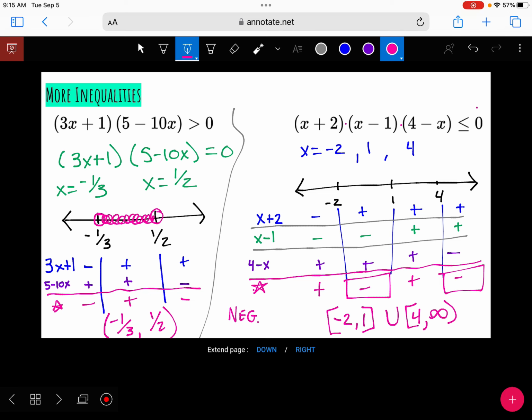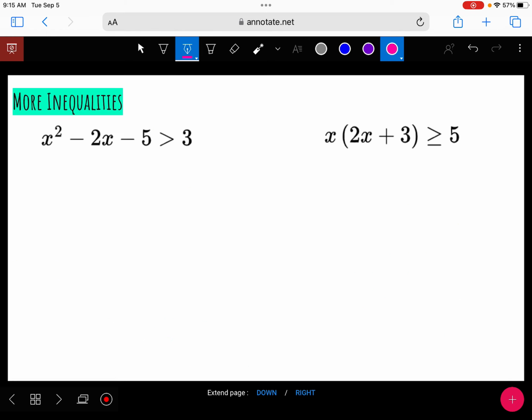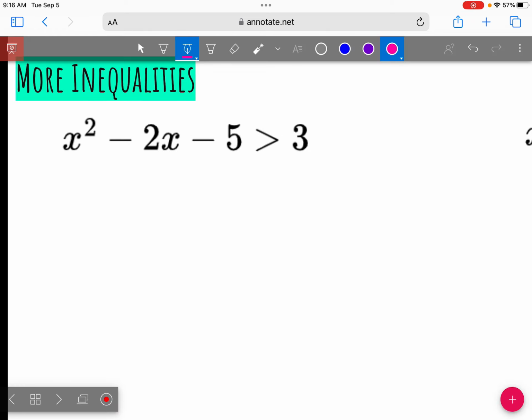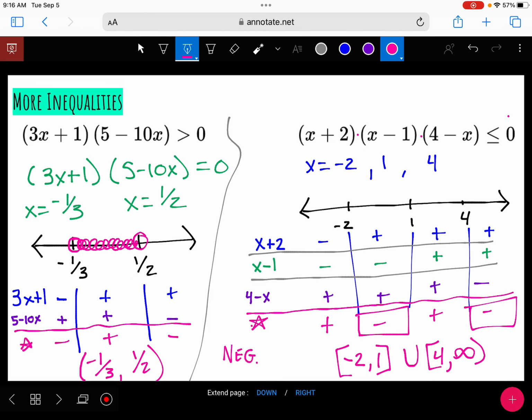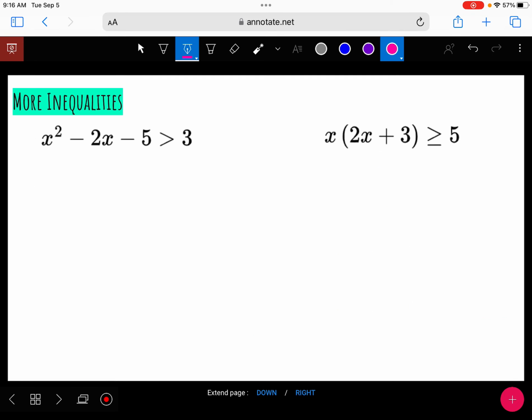All right. Ready for me to change it? All right. I heard no. All right. Here's the next two. We have x squared minus 2x minus 5 is greater than 3 as our first one. What's up? For the other one? Yep, that's what we do next.